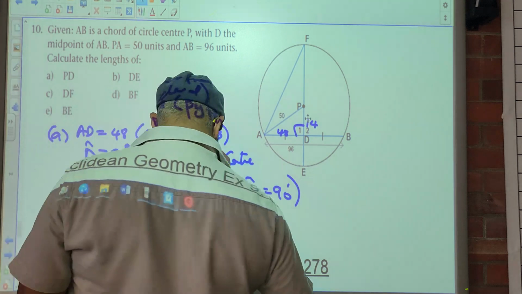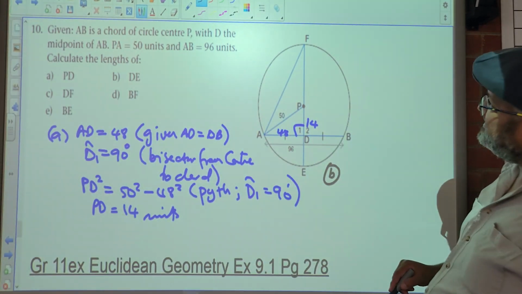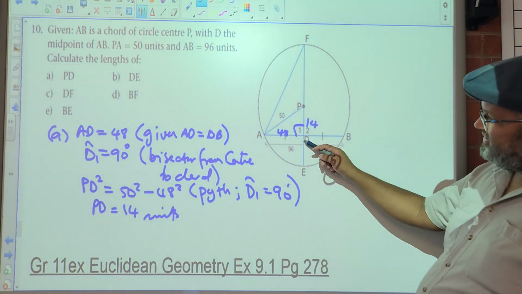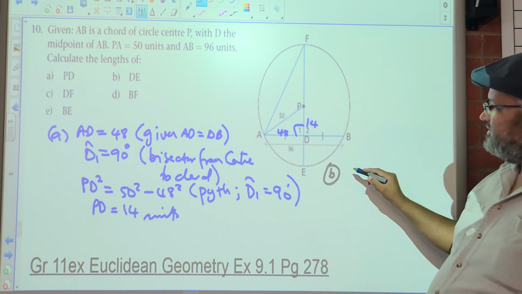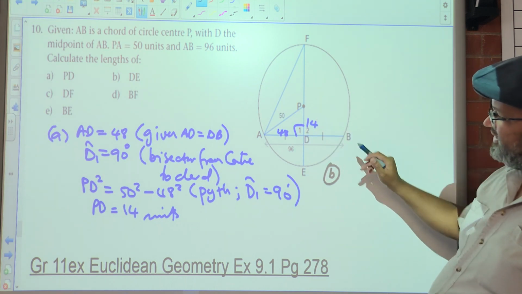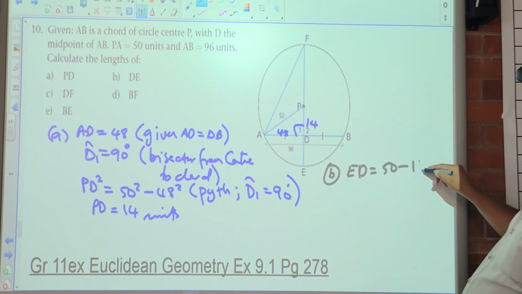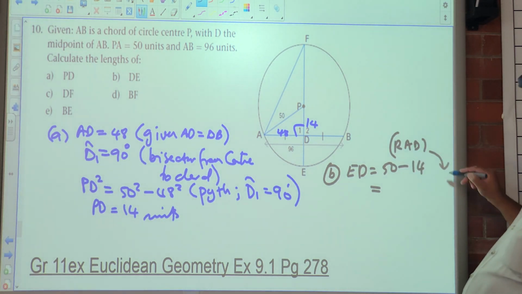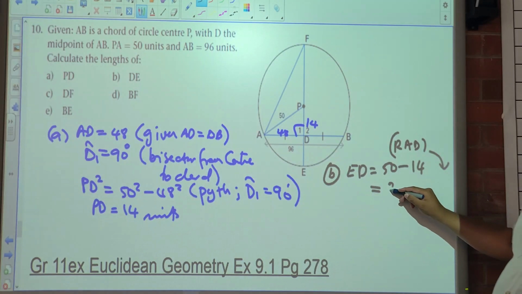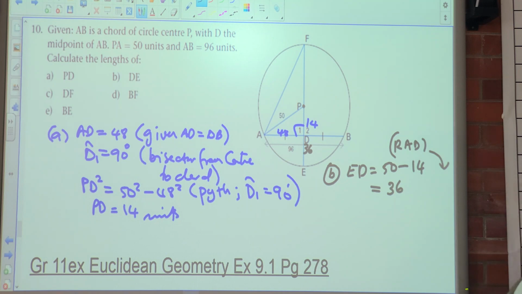Let's look at B. So for B, they want you to calculate DE. So DE, this length here. But we know that PE is equal to what? Okay, that is 50. So ED is going to be 50 minus 14. Why? Radius. Okay, 50 minus 14 is 36. So there is 36.